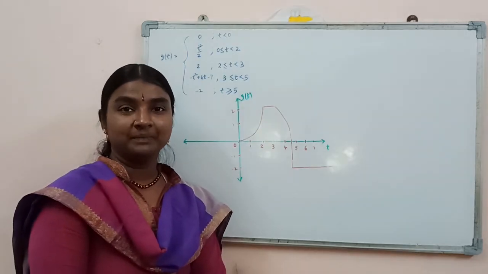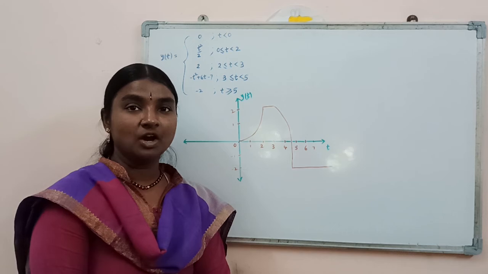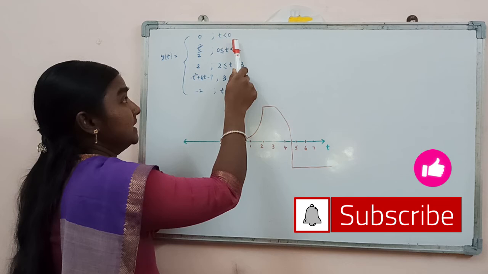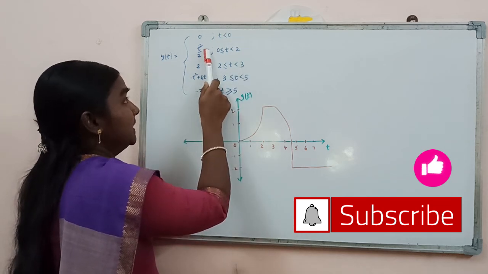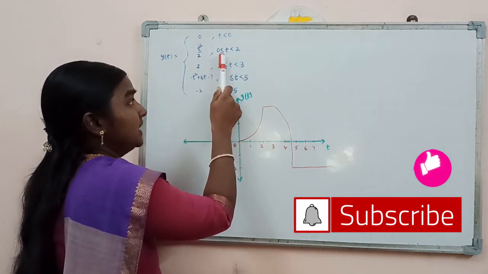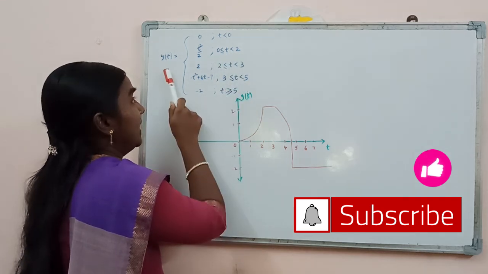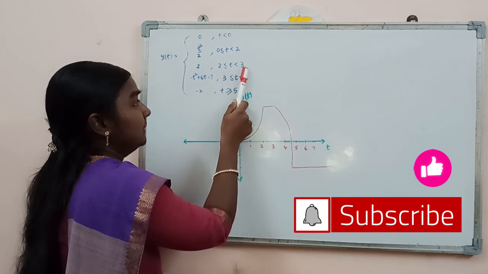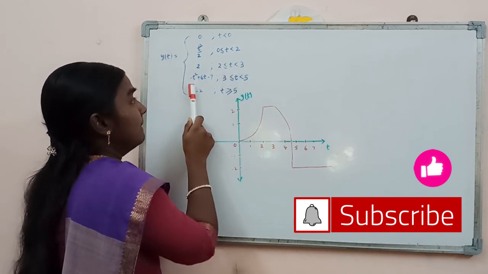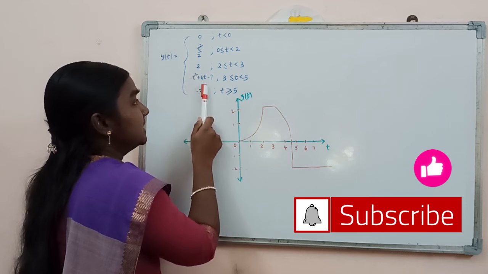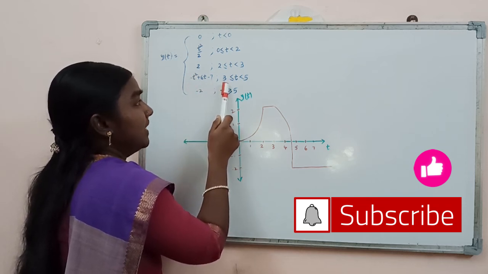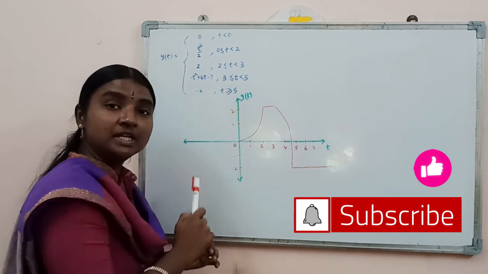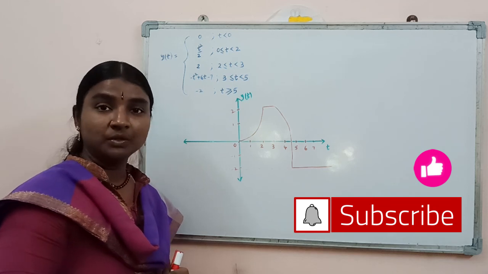Now for this problem, the mathematical expressions for the output signal y of t will be equal to 0 when t less than 0, y of t will be equal to t square by 2 when 0 less than or equal to t less than 2, y of t will be equal to 2 when 2 less than or equal to t less than 3, y of t will be equal to minus t square plus 6t minus 7 when 3 less than or equal to t less than 5, and y of t will be equal to minus 2 when t greater than or equal to 5.